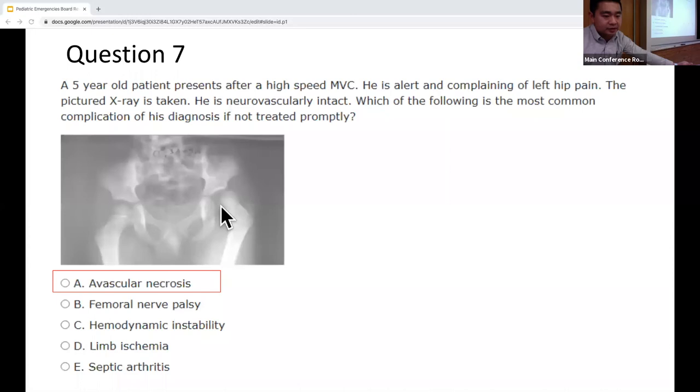about a quarter of you picked femoral nerve palsy. And for a posterior hip dislocation, you're more likely to get a sciatic nerve palsy as opposed to a femoral nerve palsy, because it's a posterior hip dislocation.